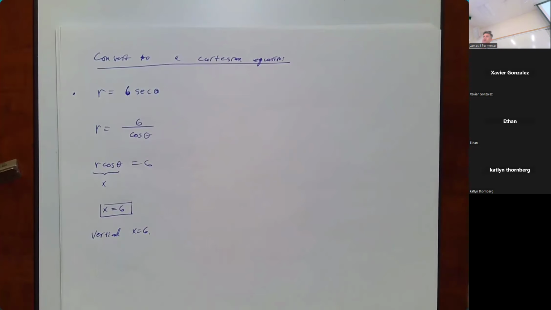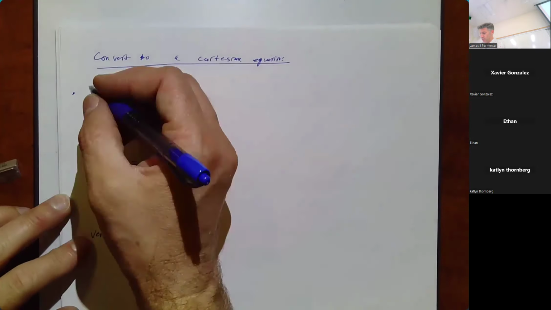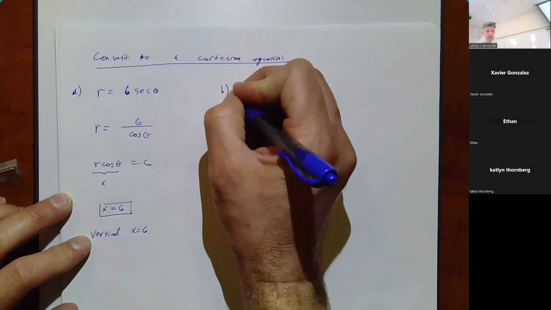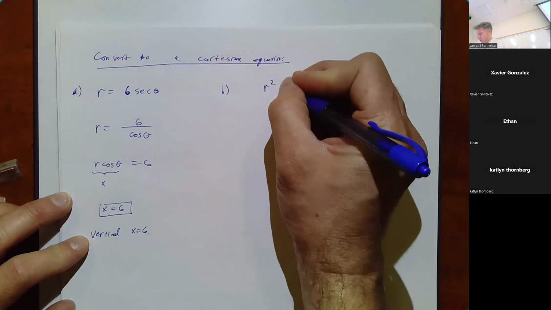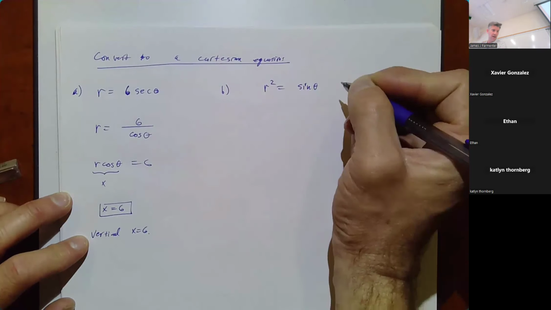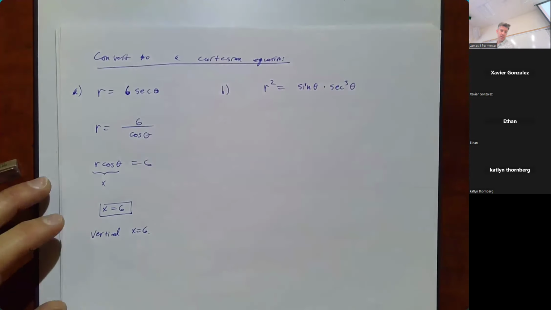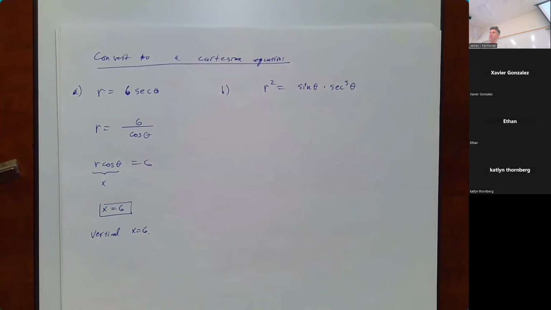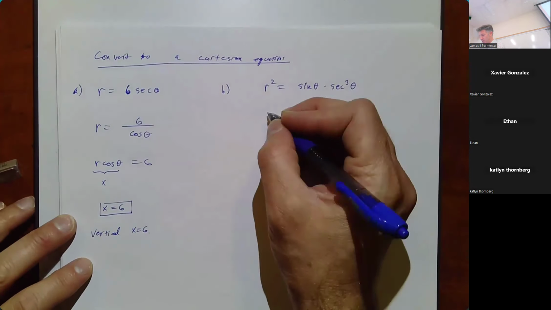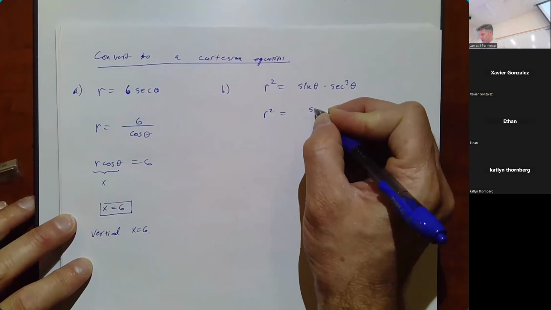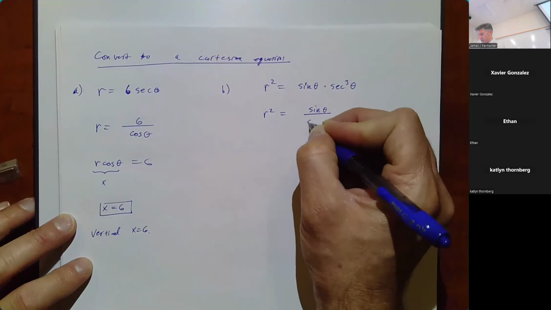So there's our vertical line, x equal to 6. Most of these equations are easier to graph if we can turn them into a Cartesian equation, because we usually know how to graph Cartesian equations. Let's look at another example. Let's say we have r squared equal to sine theta times secant cubed theta. Okay, this one looks kind of bonkers. Again, the first thing I'm going to think about doing is sines and cosines. So instead of sine times secant cubed, I would rather write this as r squared equal to sine of theta divided by cosine cubed theta.